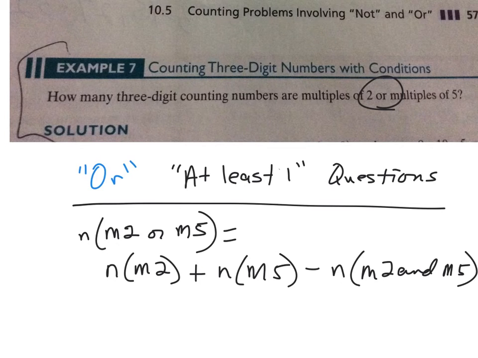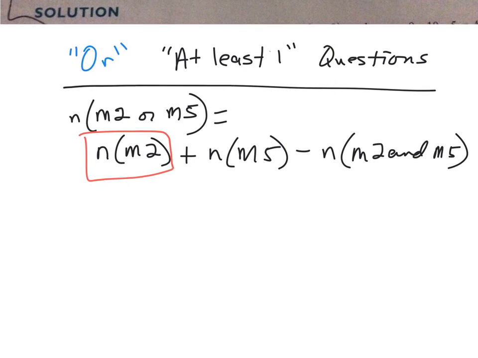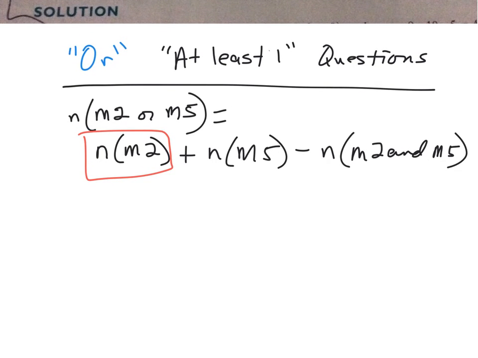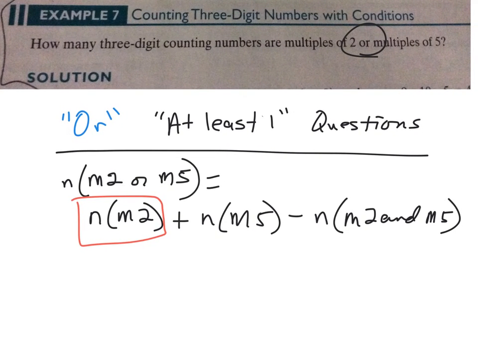Okay, now I've got 3 smaller problems. I've turned this into 3 problems. And the first problem is, how many 3-digit multiples of 2 are there? We've done several problems like this by now. So let's think. That's not an or problem when I just ask how many multiples of 2. It's not an at least one. So I'm going to go through my line of questions for that.